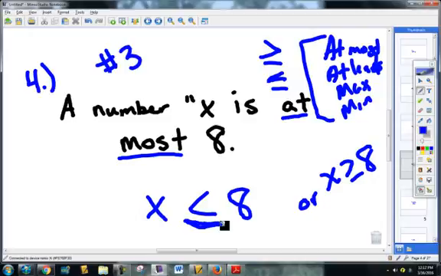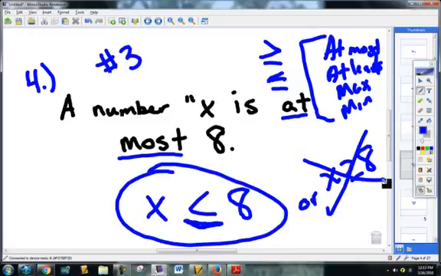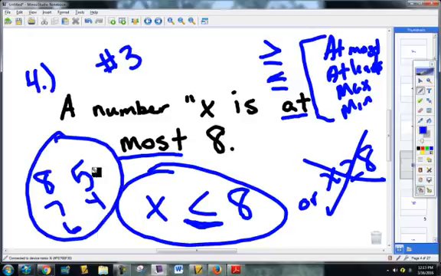So what is it? 8 or less. So which one of these two inequalities would be the correct one? Yeah. This one here, right? Absolutely. That would be it. This would be at least 8. So we know that this is saying if x can be at most 8, that means it could be 8, it could be 7, it could be 6, 5, 4. All of those numbers would make that statement true. Everybody agree? Okay, good. All right.